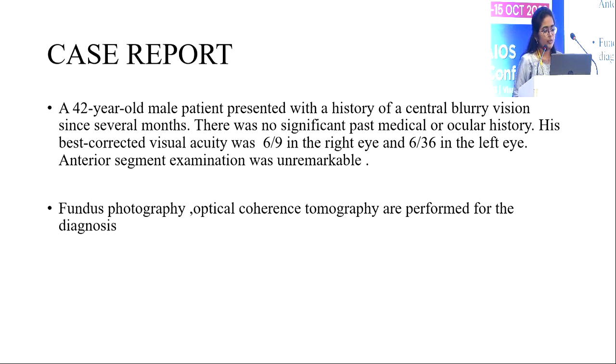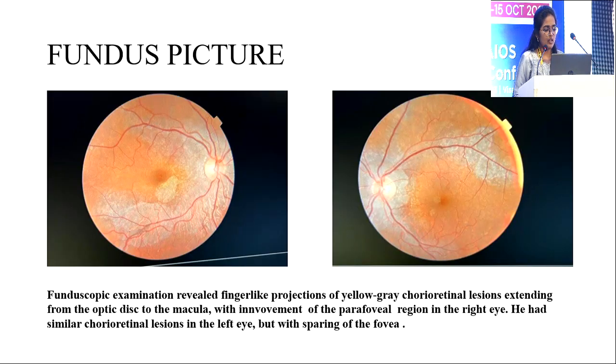My case report: a 42-year-old male patient presented with a history of central blurry vision since several months. There was no significant past medical or ocular history. His best corrected visual acuity was 6/9 in right eye and 6/36 in left eye. Anterior segment examination was unremarkable. Fundus photography and optical coherence tomography were performed for diagnosis.